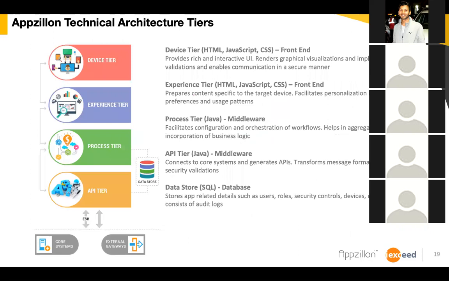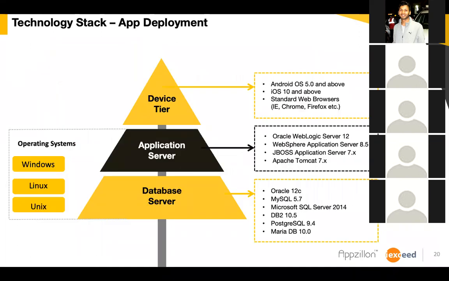The same thing has been split here into device and experience tier, and middleware is split as process tier and API tier. And the data store, what I was talking about, is right here. We can talk to core systems or external gateways like payment gateways, SMS gateways, and so on. And the communication can be direct or via an ESB.